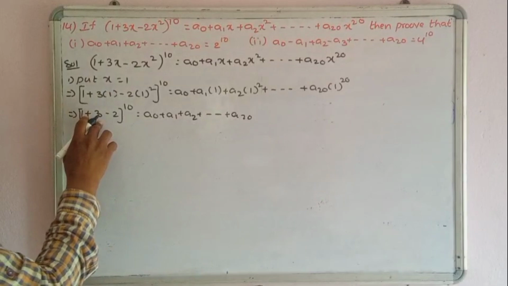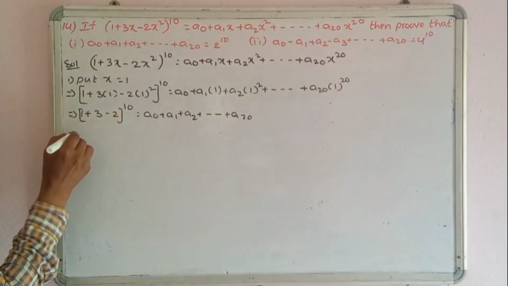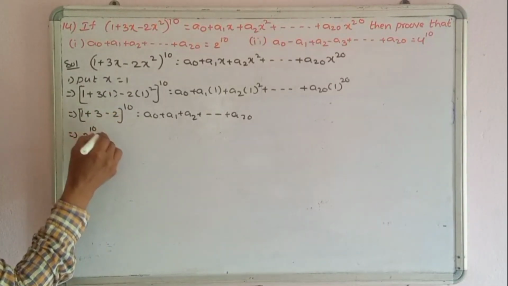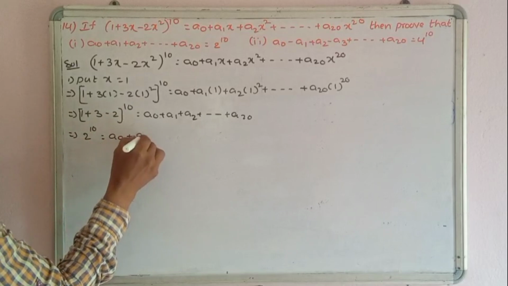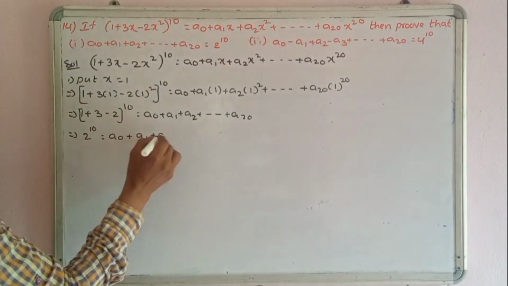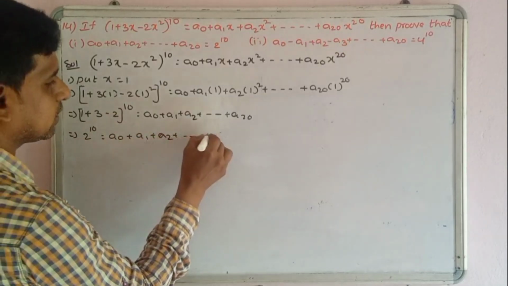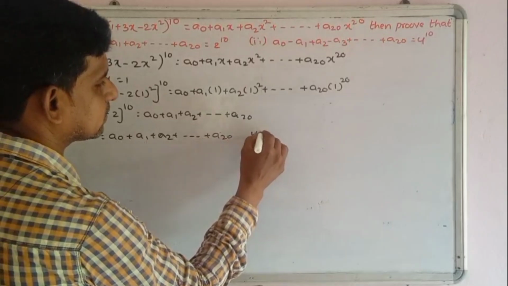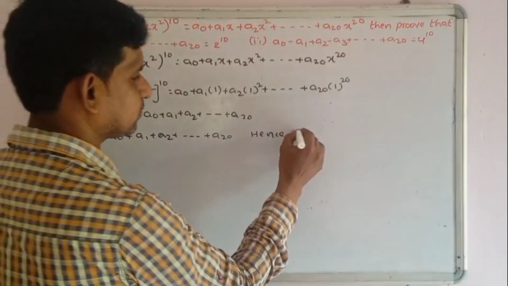So 1 + 3 is 4, minus 2 is 2. So 2^10 equals a0 + a1 + a2 + and so on up to a20. Hence the first one is proved.